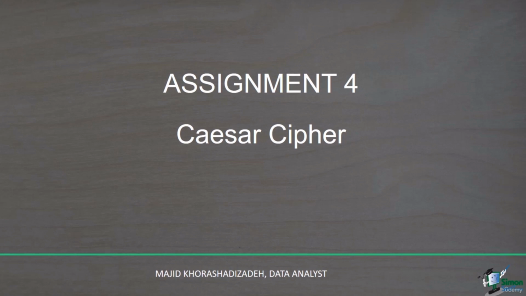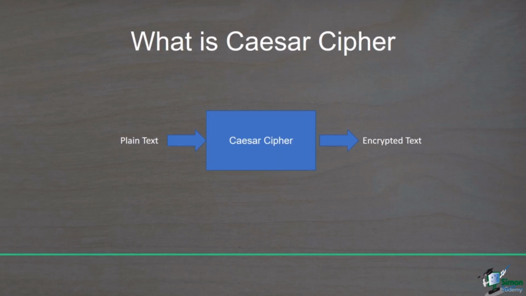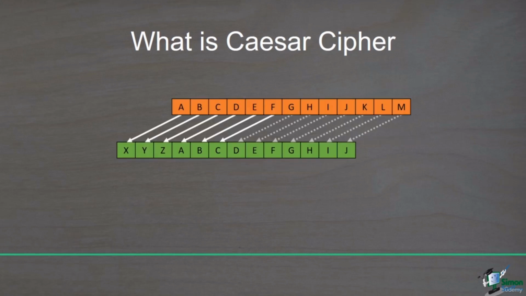Hi, in this assignment you are supposed to define a text encryption method called Caesar cipher. In general, text encryption means getting a plain text as input, encrypting it in some way, and returning the encrypted text as output. In the Caesar cipher method, each letter of the plain text is replaced by a letter a fixed number of positions down the alphabet.